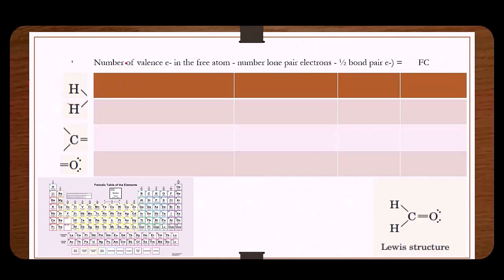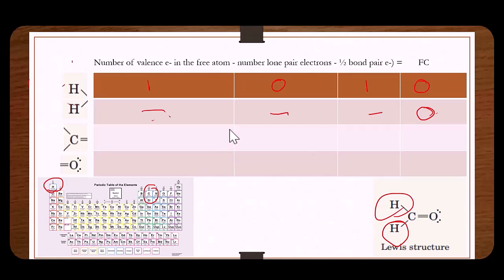First up is hydrogen, the number of valence electrons in a free atom. We can find that on the periodic table. Hydrogen's in the first column. We know it has 1 valence electron. And looking at the molecule, we know that it has 0 lone pairs, and it has one bond. So each bond has 2 valence electrons, and we get half of that, so we would have 1 bond. So 1 minus 0 minus 1 gives us 0. And looking at the other hydrogen, which is the same, we would have the same formal charge with the other hydrogen. Looking at carbon, the number of valence electrons in a free atom would be 4.